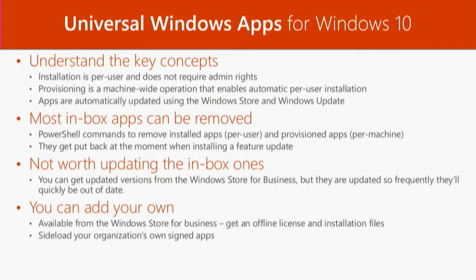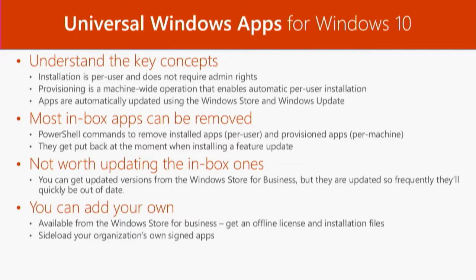Universal Windows apps are another key thing to understand. First, you need to be aware of the differences between these and other types of applications. The installation of Universal Windows apps is per user. So every user has their own installs. You don't have to have admin rights to install an application, so anyone can install apps. We do have a process called provisioning. That provisioning process allows you to stage an application on the machine so that it automatically installs for each user the next time they log in. So that's the process that you would use with imaging.